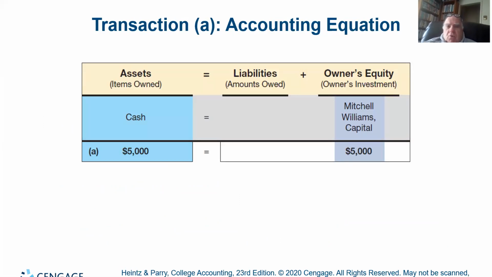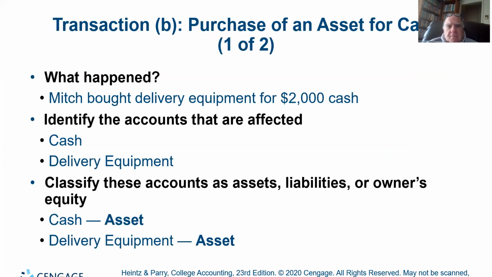After his first moment of business, the moment his business started, here's what his financial records look like in simplified form. He had cash, no liabilities, and they're calling it owner's equity. You can also call it owner's investment, or Mitchell Williams Capital is probably how it's going to be in your chart of accounts and listed on your balance sheet.